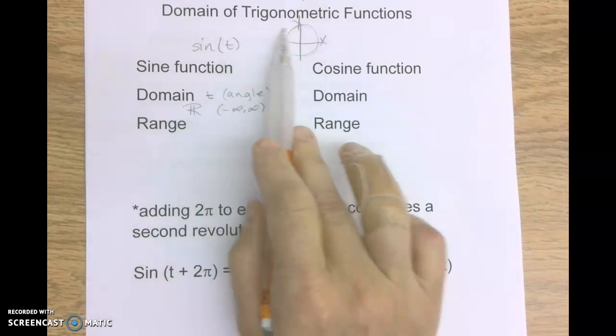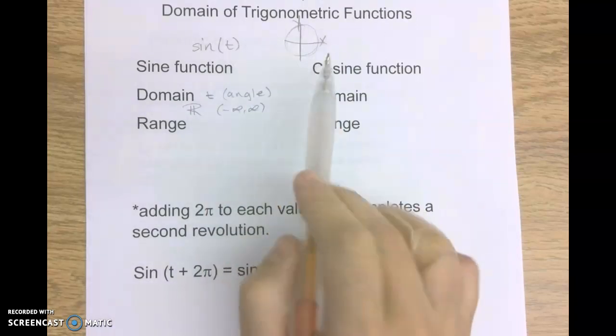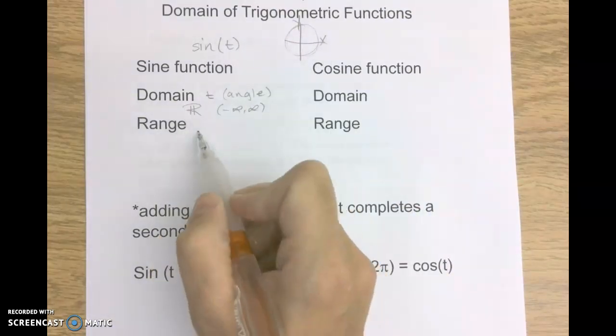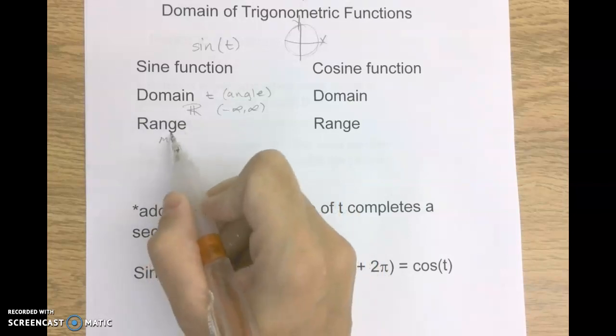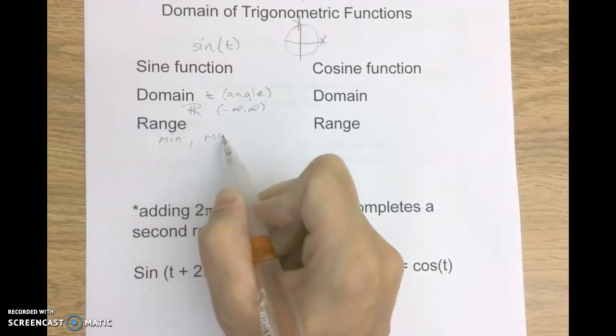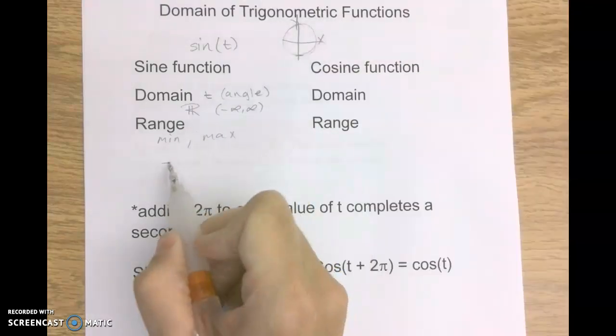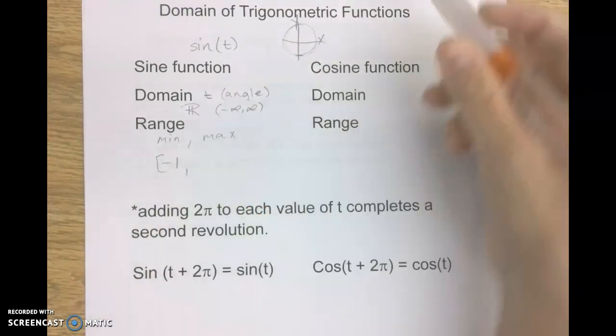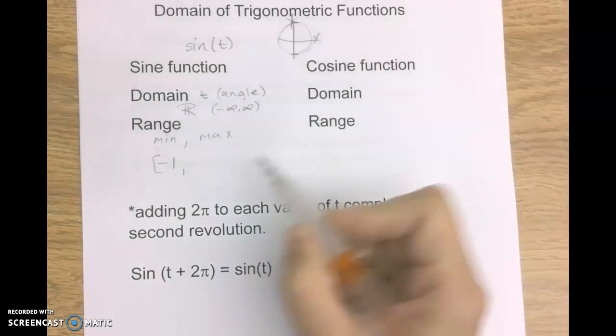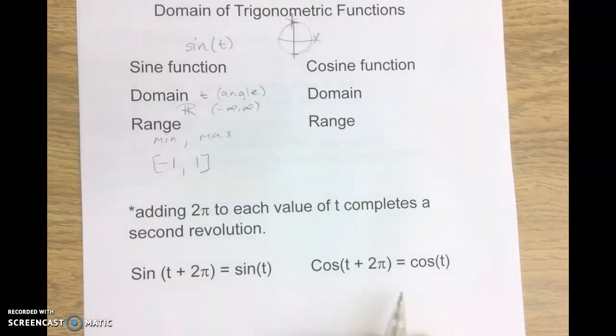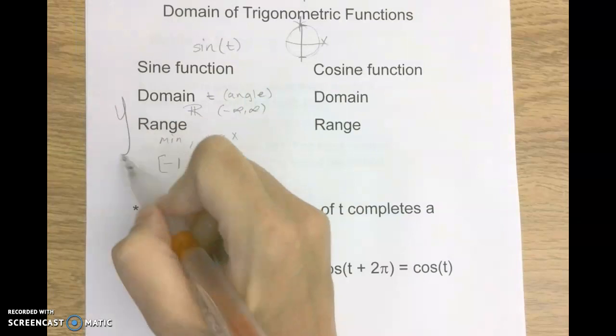And sine is going to be all of the y values, okay? Now, the range would be the minimum and the maximum y values. So the minimum it goes is right here at -1, and the maximum it goes is right here at +1. And again, these are my y values.